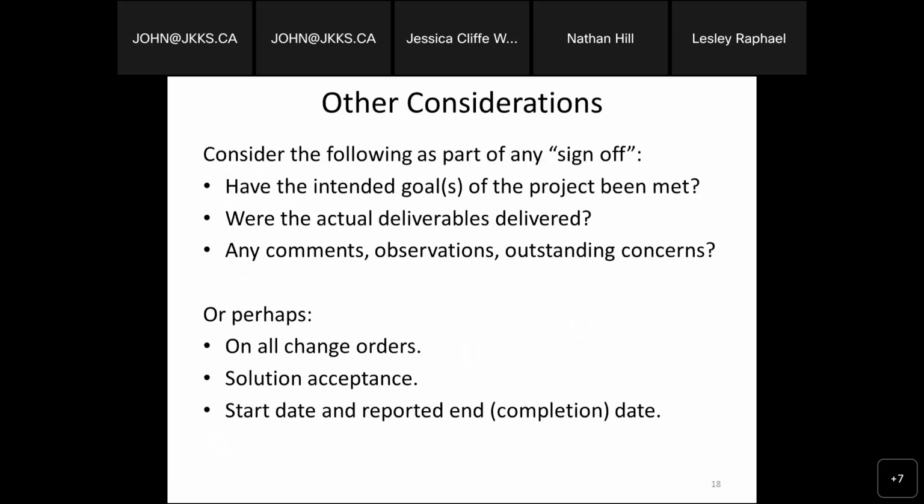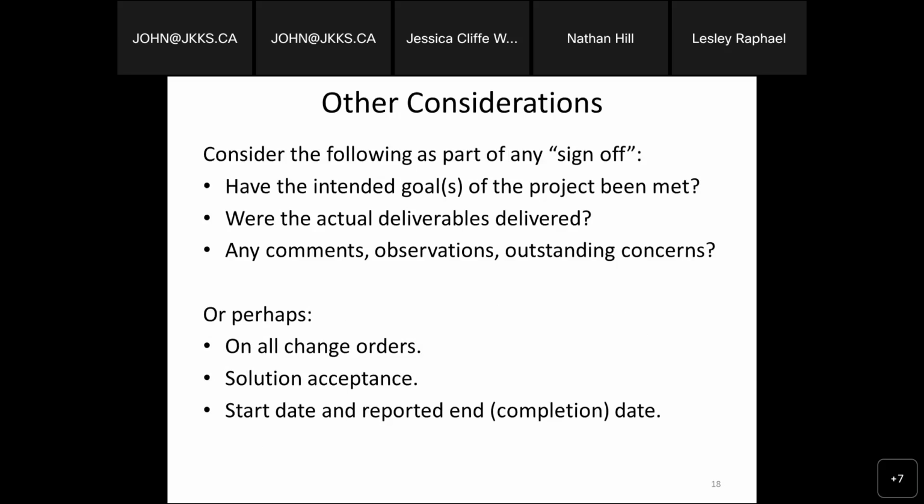We start talking about some other considerations. So we start thinking about this. Other considerations for the use of a sign-off may include these items. So have the intended goals of the project been met? So things to think about. Were the actual deliverables delivered? And any comments, observations, or any outstanding concerns, have they been finalized?